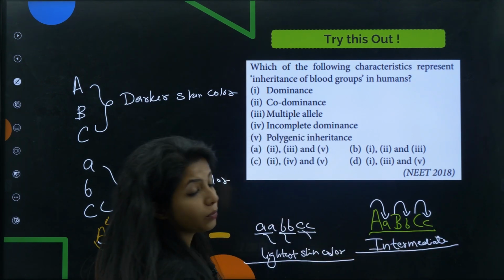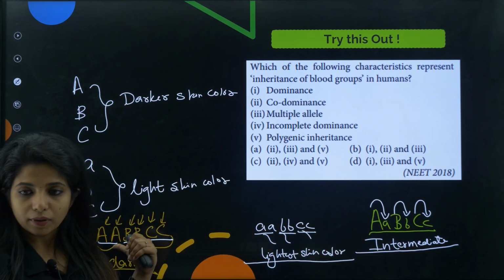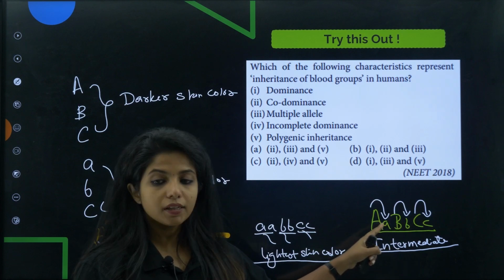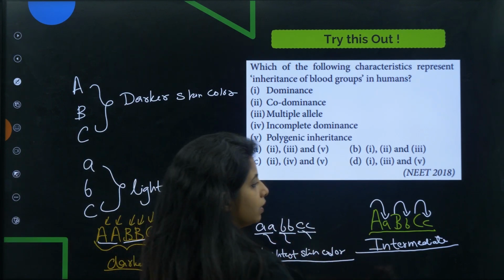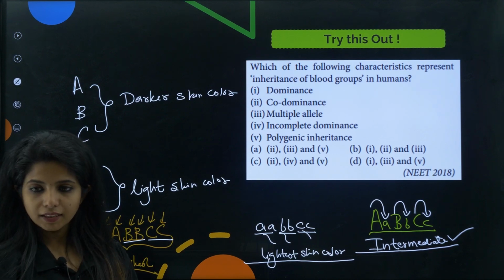If it was all of them, if all the alleles were capitals, all dominant, then probably it would have been the darkest one. But over here only one each is dominant, which is why this will give an intermediate shade. Okay, do you agree?